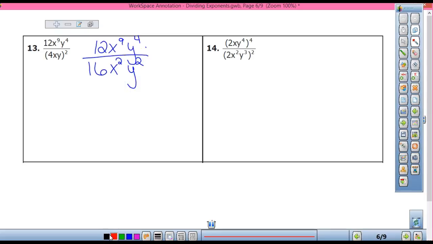All right, so we have to simplify 12 over 16. Divided by what? 4. So 12 divided by 4 is 3 over 4. So 3/4 x to the 7th, y to the 2nd. Good.